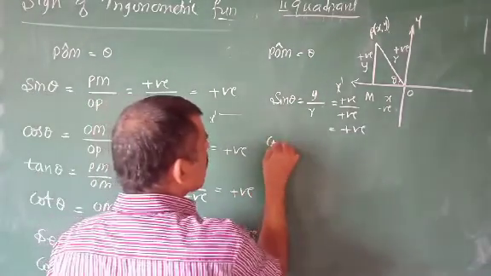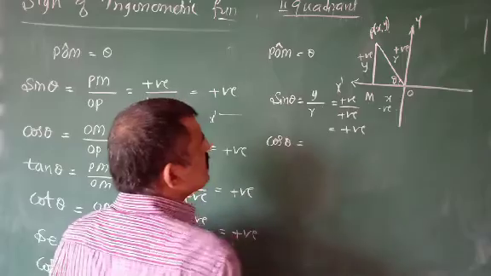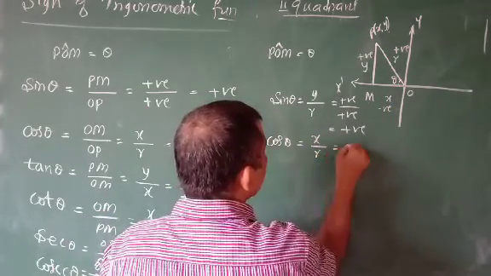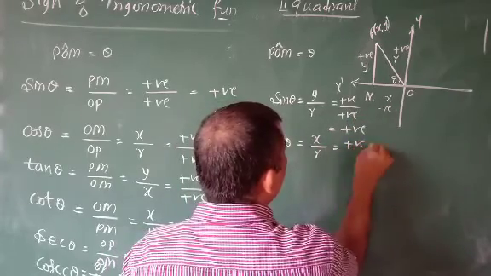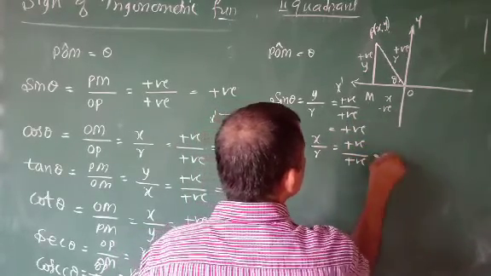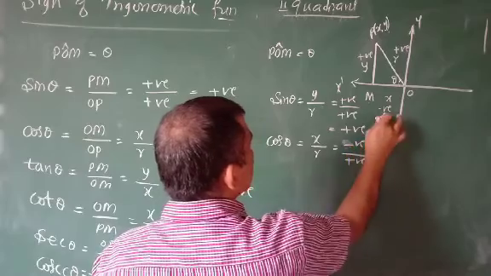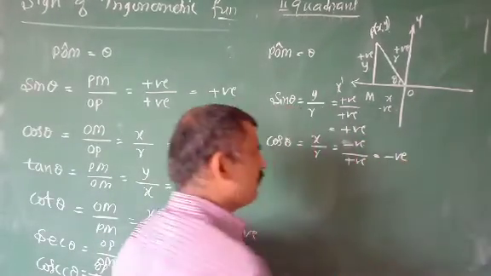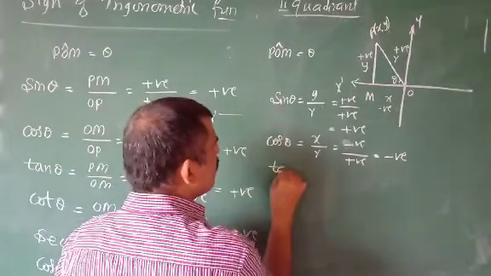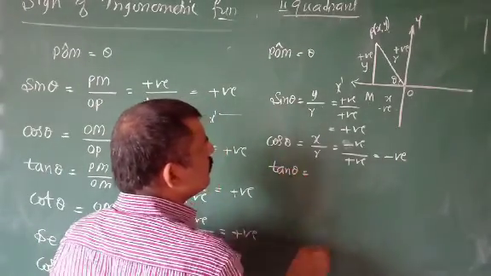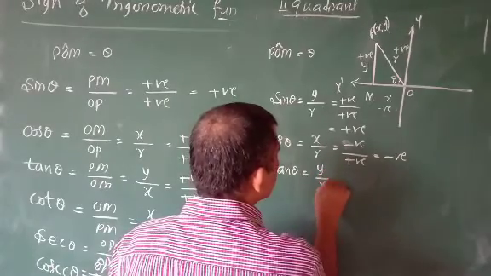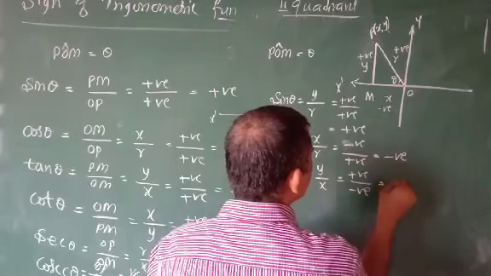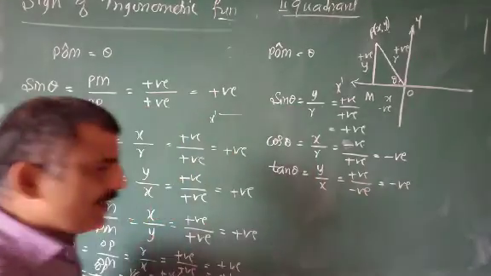Next is cos theta. Cos theta is the adjacent side x divided by r. X is negative and r is positive, so negative divided by positive is negative. Next is tan theta, which is y divided by x. Y is positive and x is negative, so positive divided by negative is negative.